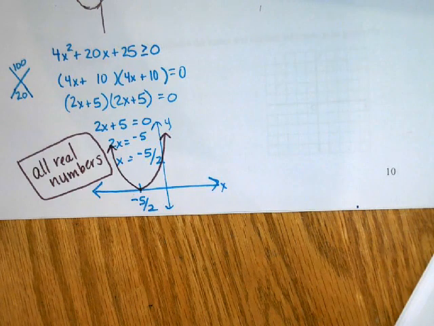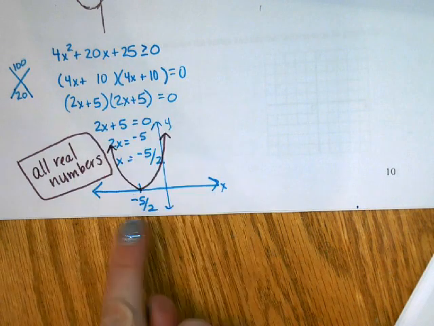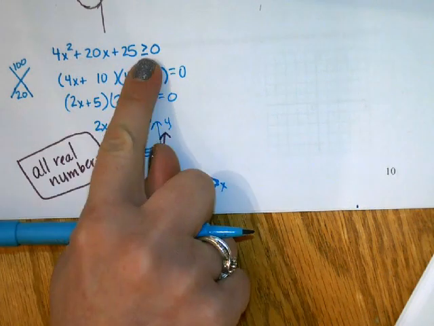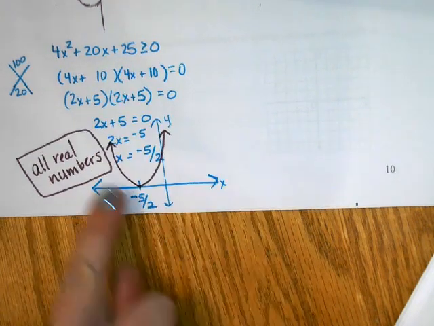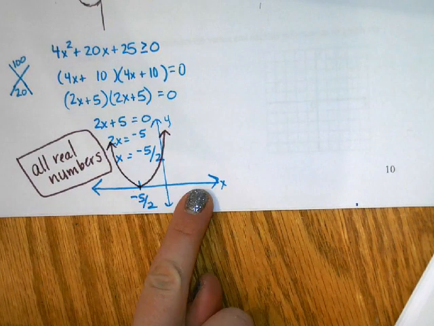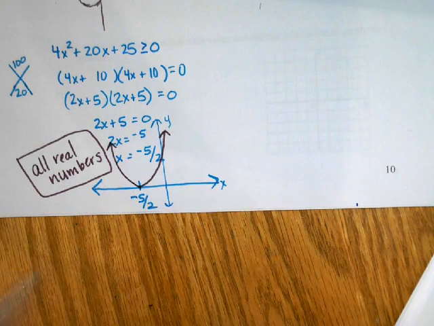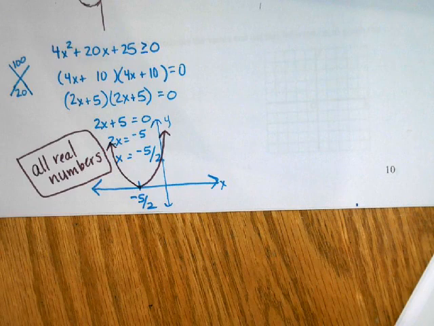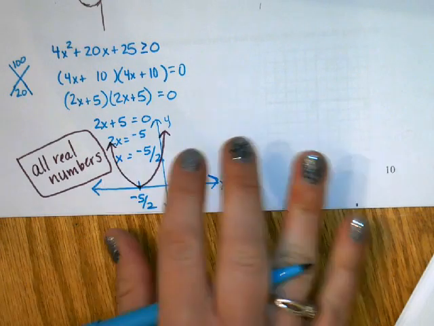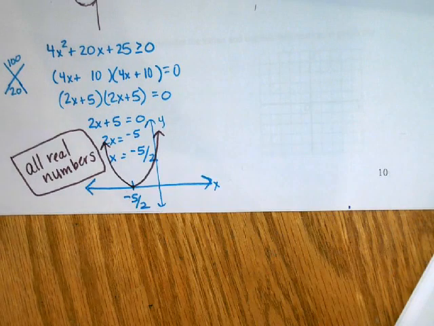So we can get all real numbers. If that had been a less than, I would have asked, when is my graph smaller than my x-axis? When is it below my x-axis? Does that guy ever go below my x-axis? No, so then it would be no solution. Okay? All right, questions on that?